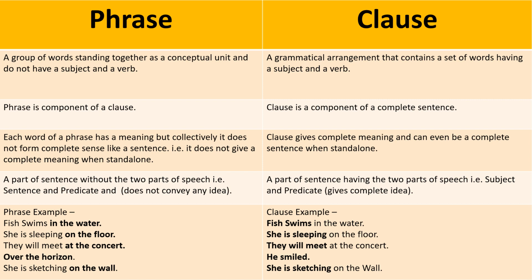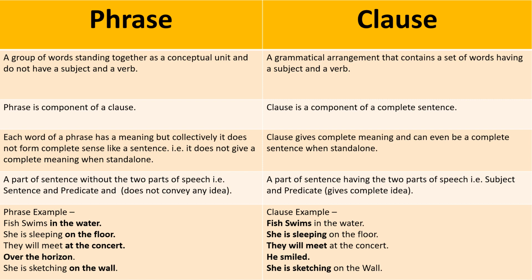Similarly, a phrase is a part of a sentence without the two parts, that is subject and predicate. That is why we say that it does not convey a complete idea. However, on the other side, we can say that a clause is a part of a sentence having two parts, that is subject and predicate, and that gives you a complete idea. So now you can read some examples given on the screen. The ones written in bold are examples of phrases. Similarly, if you see the second column, there are some examples written in bold that give you the complete sense, and those are clauses.